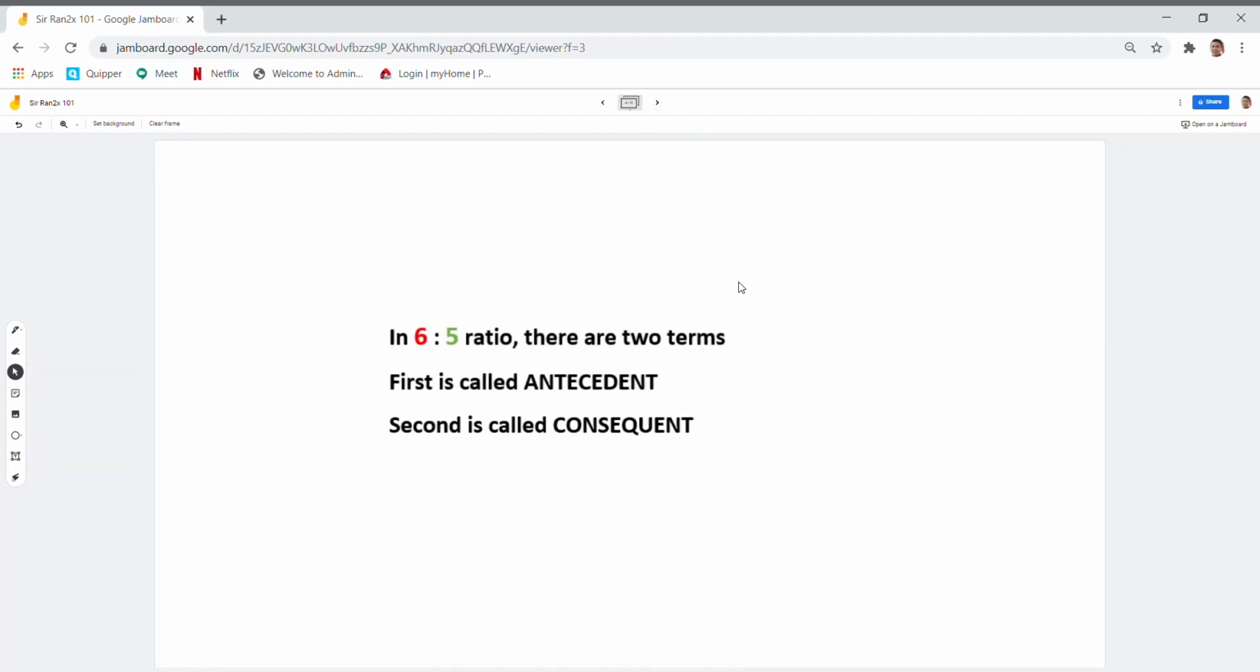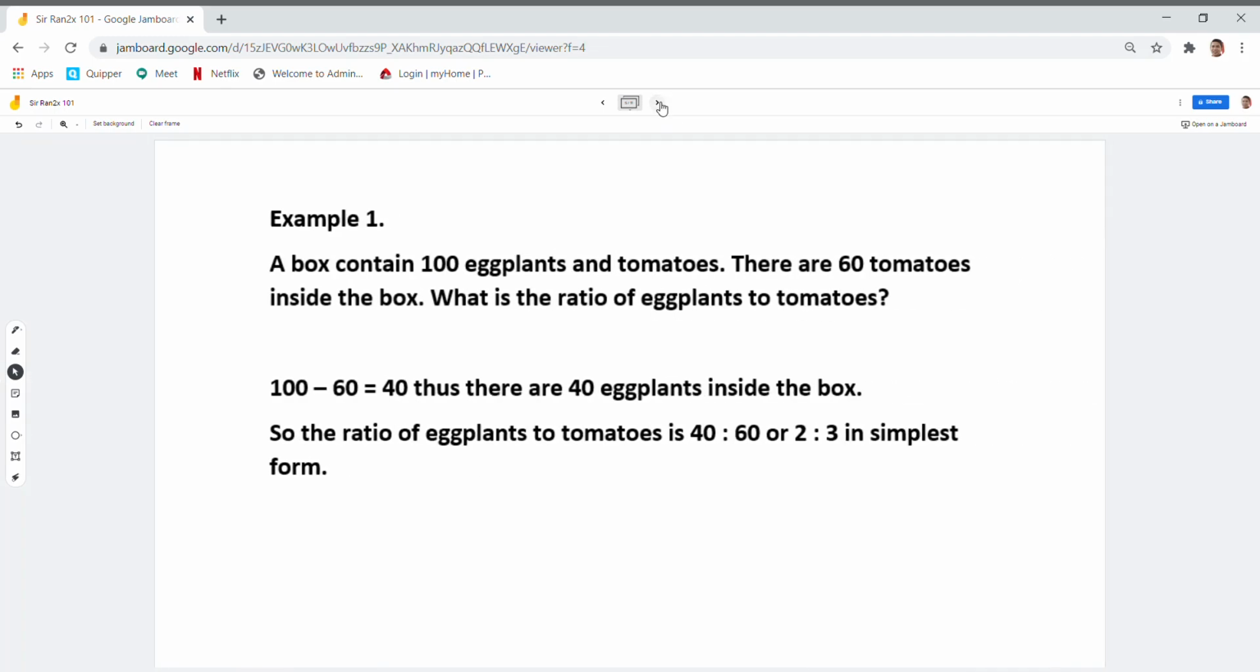Okay, and then in a 6 is to 5 ratio, there are two terms. Of course, 6 is the first term and 5 is the second term. The first term is called the antecedent, so our antecedent here is 6, and our second term is 5, which is our consequent. We're not going to discuss that further since I know you already encountered it in your previous years in school.